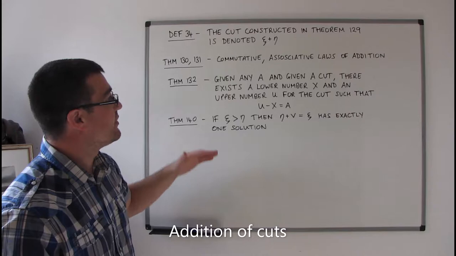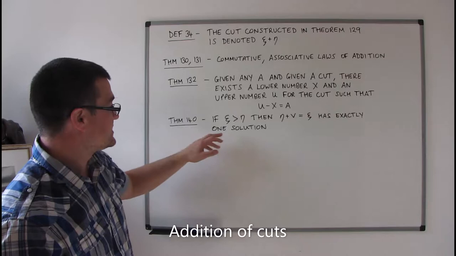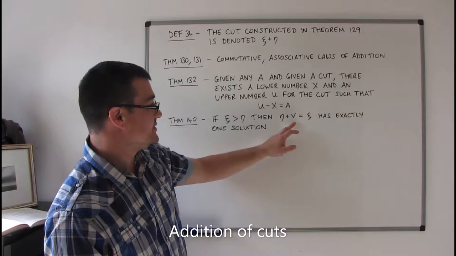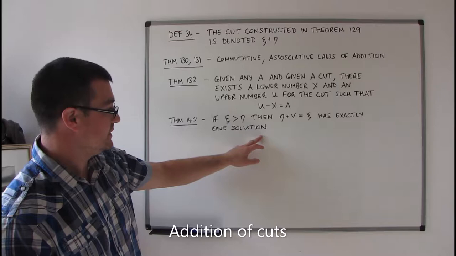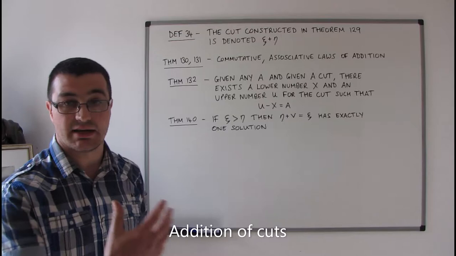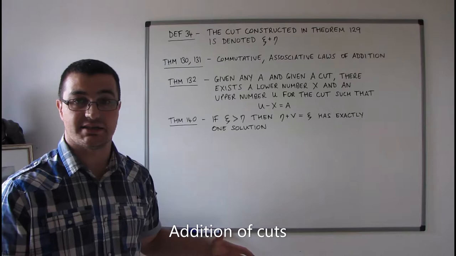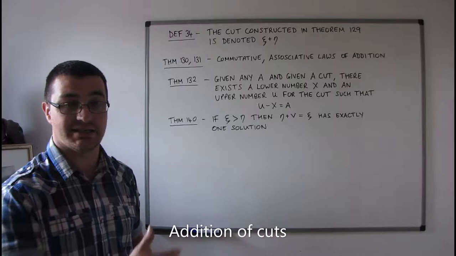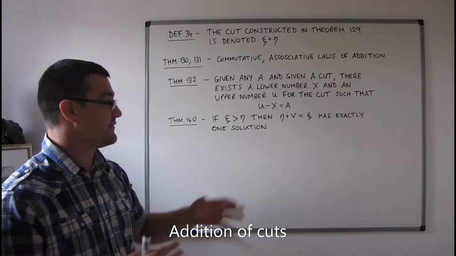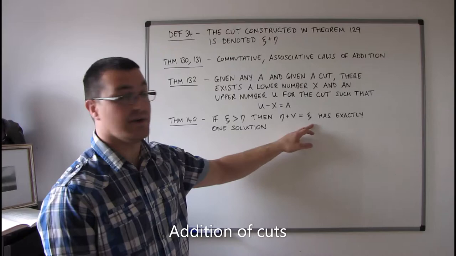So then we come on to theorem 140, which says that if xi is greater than eta, then the equation eta plus nu equals xi has exactly one solution. Okay, so this is completely analogous to the situations that we had with rational numbers and fractions. There's going to be a bit more work to do with this one, and it's going to go in two parts. What we're going to do is construct a set, just like in theorem 129, show that that set is indeed a cut, and then show that that cut satisfies the relevant criteria, that it does actually satisfy this equation. The cut that we're going to construct, we're going to eventually call this thing here nu.